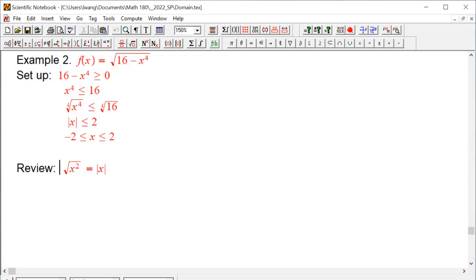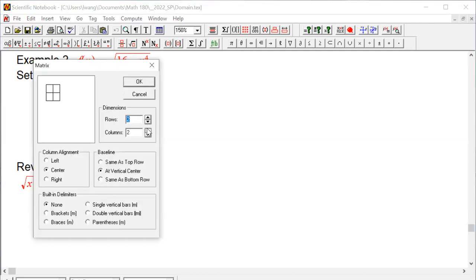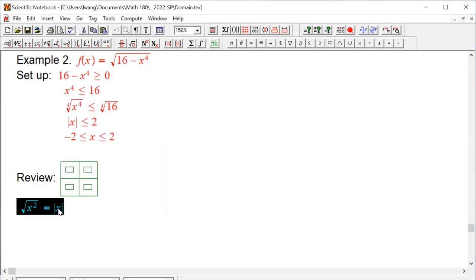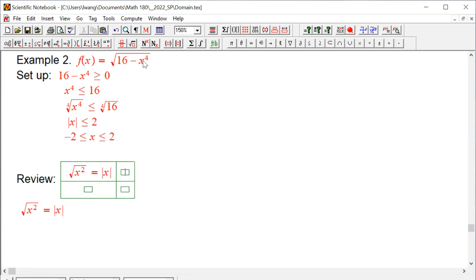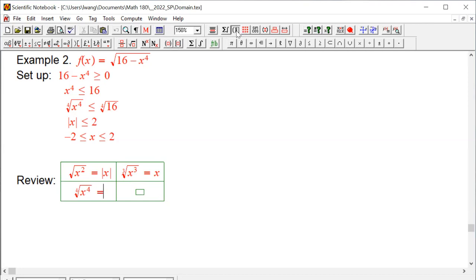Cubic root. Okay, so let me put a table here. When we talk about an odd number root, if I have the cubic root of x raised to the power 3, that equals x. But if we have a fourth root of x raised to the power 4, this would be equal to the absolute value of x.